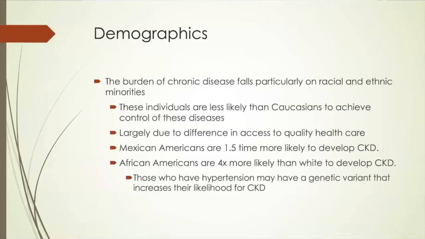The burden of chronic kidney disease falls particularly on racial and ethnic minorities. These individuals are less likely than Caucasians to achieve control of these diseases due to access and quality healthcare. Mexican Americans are 1.5 times more likely to develop chronic kidney disease. African Americans are 4 times more likely than Caucasians to develop chronic kidney disease. And those who have hypertension may have a genetic variant that increases their likelihood for developing CKD.